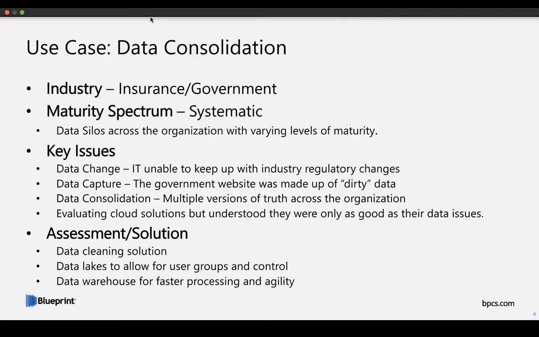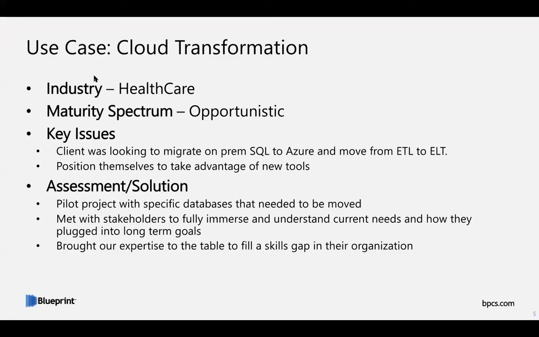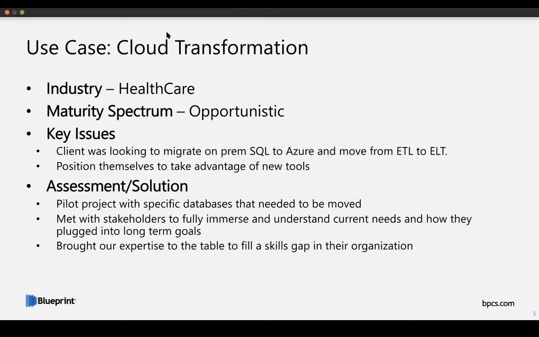So thank you, Josh. I hand it back to you. Thanks, Chris. So now it's Dan's turn to talk a bit about cloud transformation opportunity here at Blueprint. Hello, everyone.